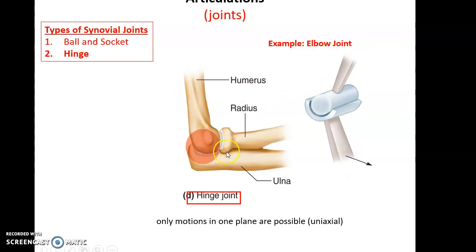You can have a hinge joint. Hinge joint only allows for one kind of motion. It's uniaxial, open, close, kind of like a door, or flex and extend. So the elbow is a good example of a hinge joint. The knee, the joints between the phalanges, wrist joint.